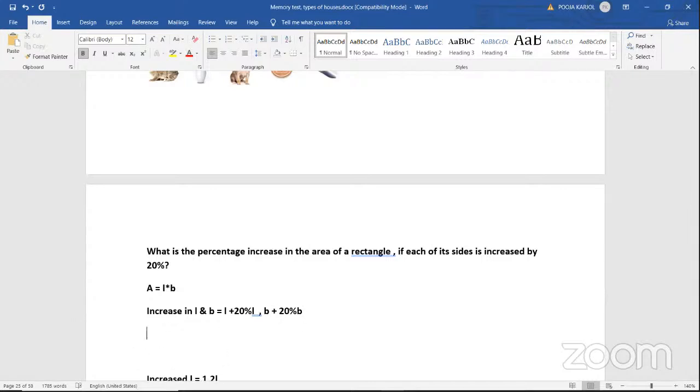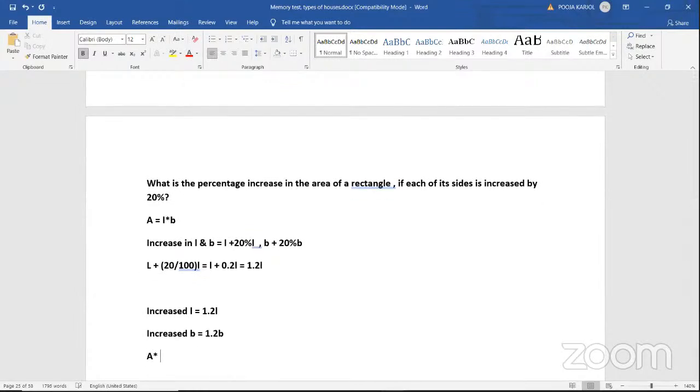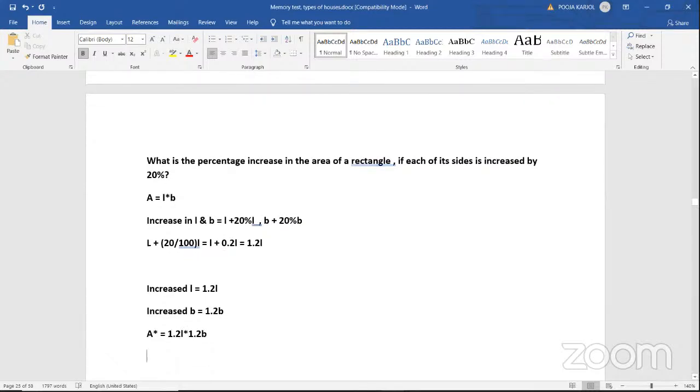Now, if you don't know how that came about, this would be L plus a percentage. When you want to convert a percentage into a fraction, you divide it by 100. So it will be 20 by 100 into L. This will be L plus 0.2L, which is 1.2L. Similarly, do the same with breadth. Now, the new area would be 1.2L into 1.2B. So this would be 1.44 L into B, correct?